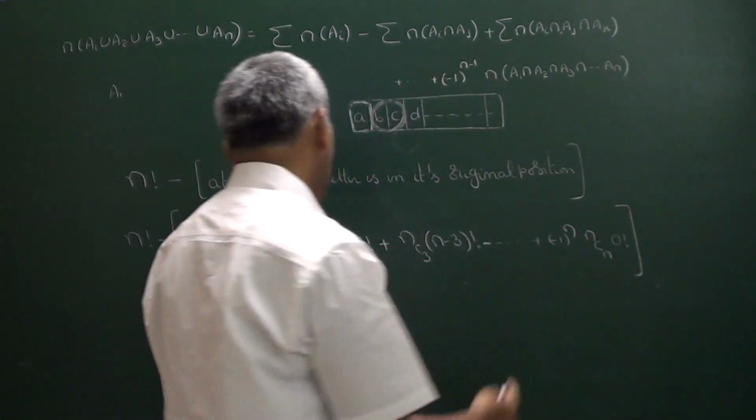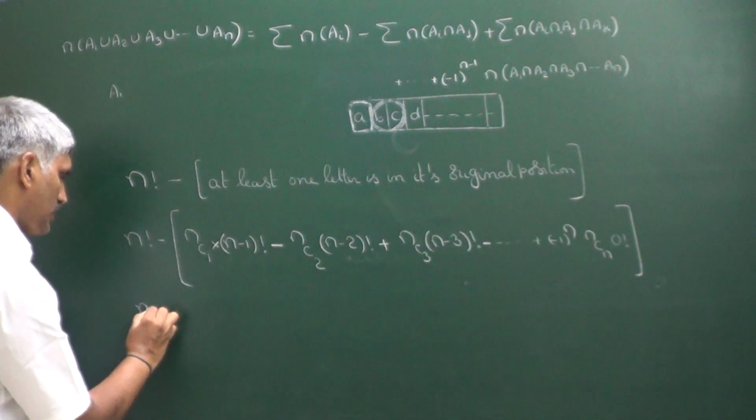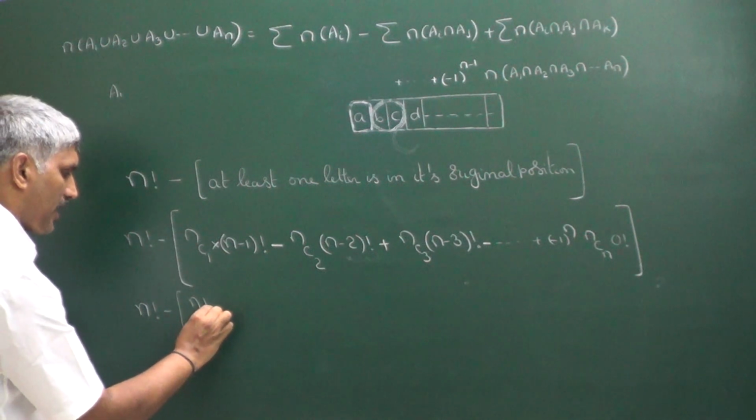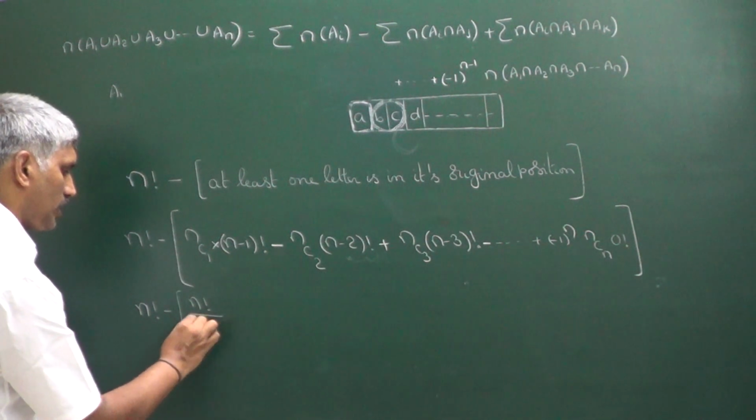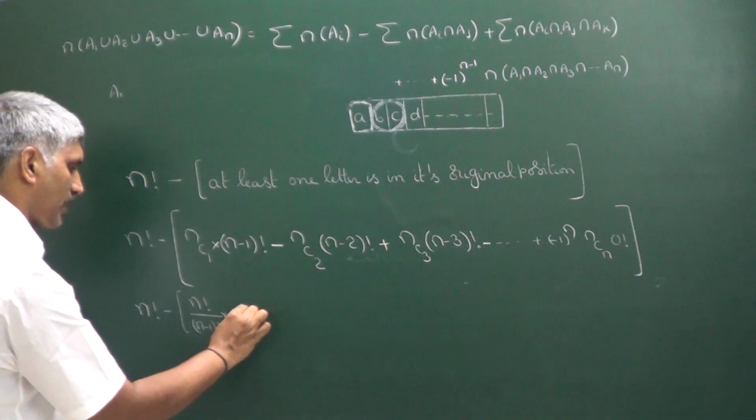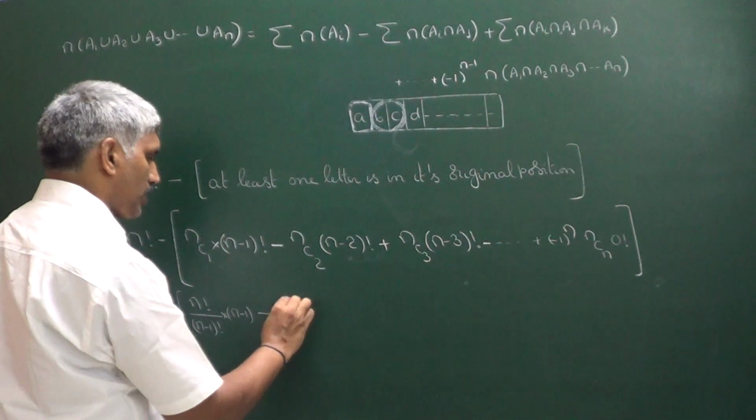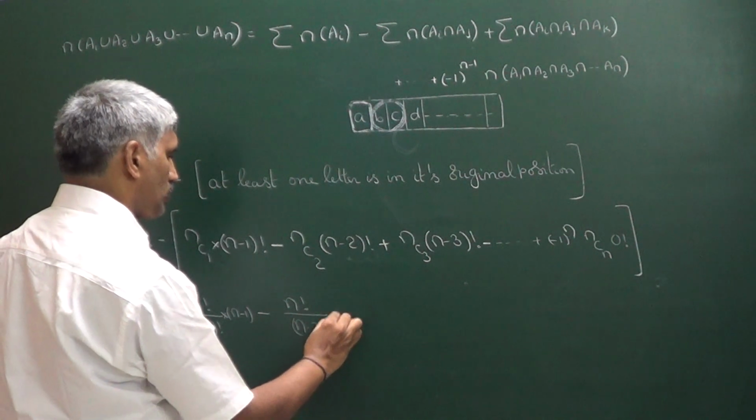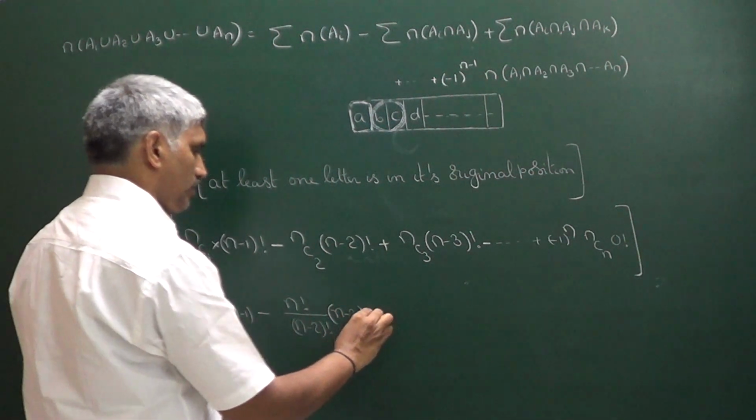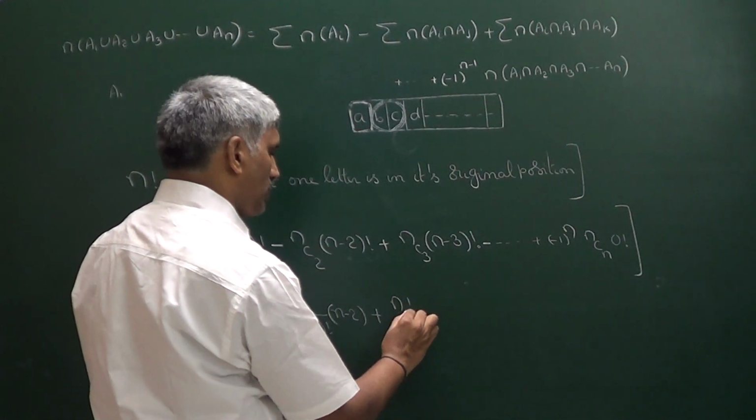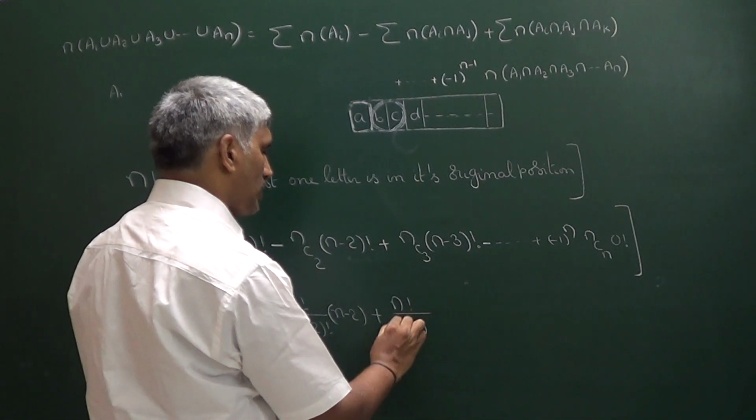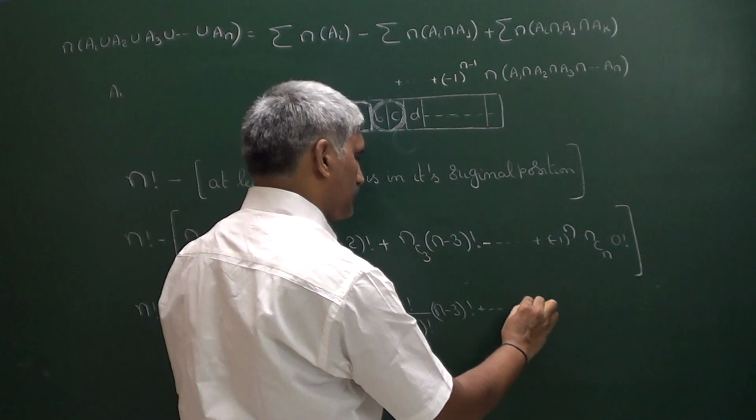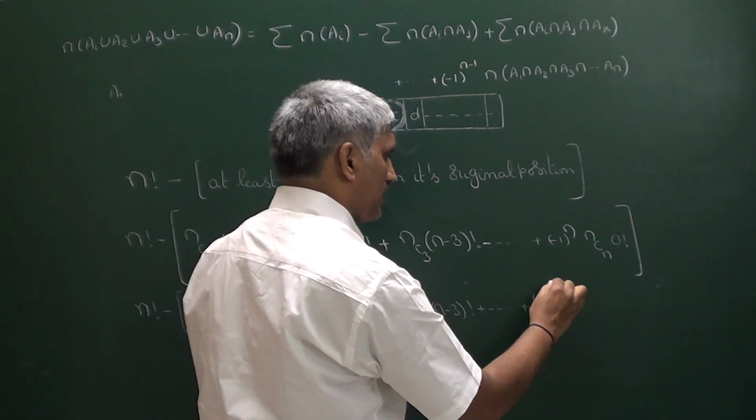This is the answer we got. Now you can see this simplification: n factorial minus nC1 can be written as n factorial divided by (n minus 1) factorial into (n minus 1) factorial, minus nC2 can be written as n factorial divided by (n minus 2) factorial into (n minus 2) factorial, plus nC3 means n factorial by (n minus 3) factorial into (n minus 3) factorial, plus and so on, plus (minus 1) whole to the power of n.